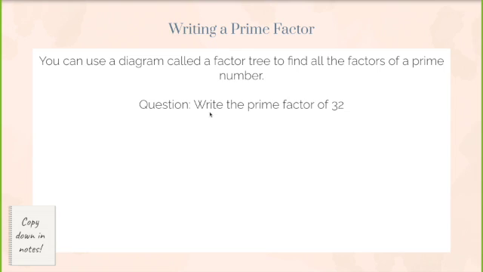For example, right here, we're given the question to write the prime factors of 32. I'm going to start off by writing down the number 32. And I'm going to think about all the different numbers that could multiply to get 32. Since 32 is an even number, I do know that 2 could work. So I'm going to use 2. I don't know what the other factor would be though. So let's see. 32 divided by 2 would give me 16. So I do know now that 2 times 16 gives me 32.